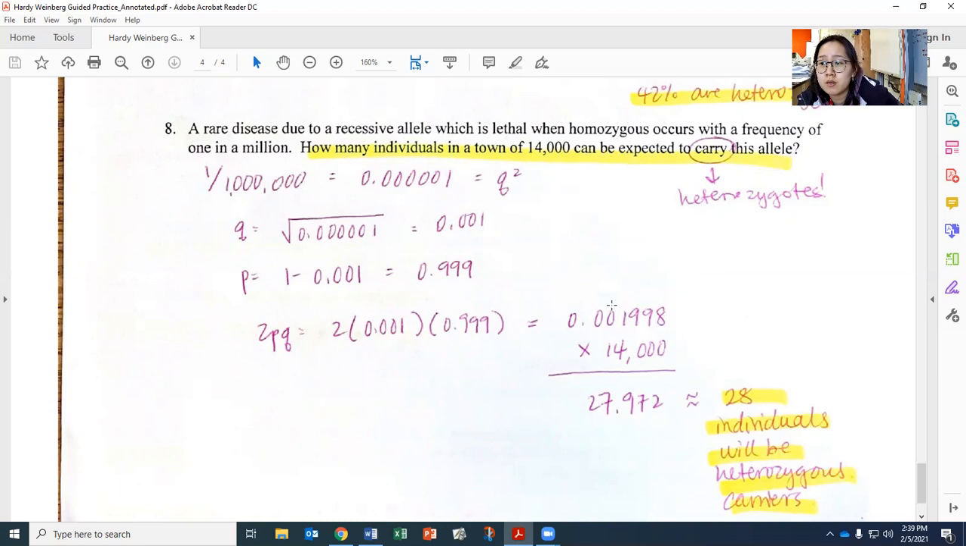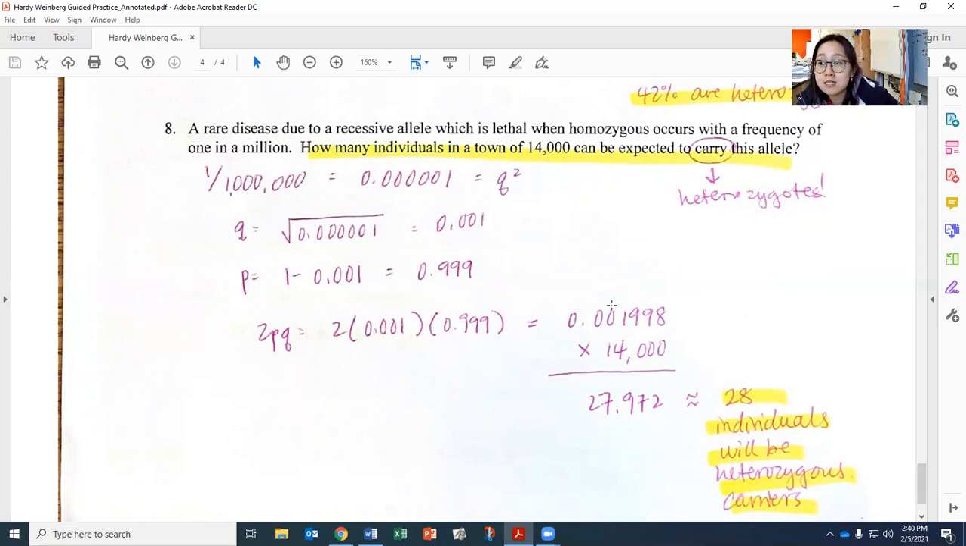However, this isn't super important to what the actual question is asking, because we want to look at, in a town that has a specific number of people, how many of these people could actually be carriers. So you actually have to multiply the frequency with the number of individuals in the population that you're observing. And so you would multiply that by 14,000 and you get 27.972. But when it's the case of individuals, you're going to round up or down based on the decimal, because you can't have parts of people or parts of animals. You have whole individuals. So in this case, we would round 27.972 up to 28 individuals.